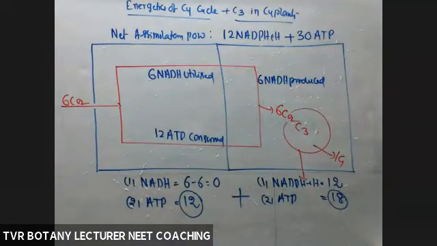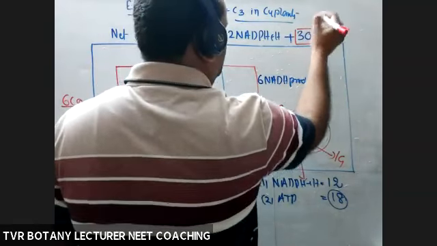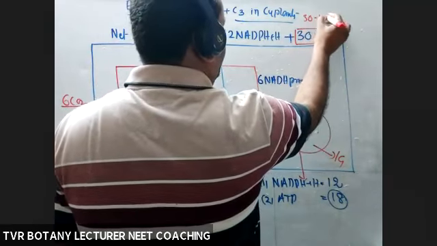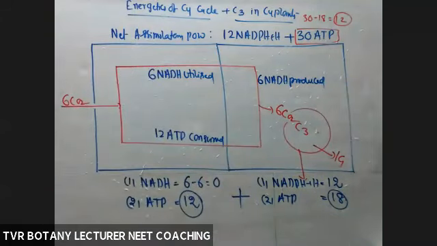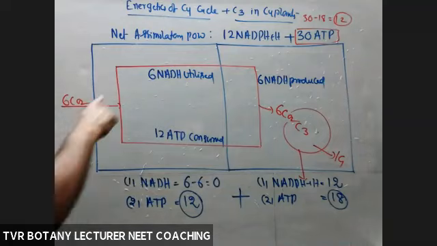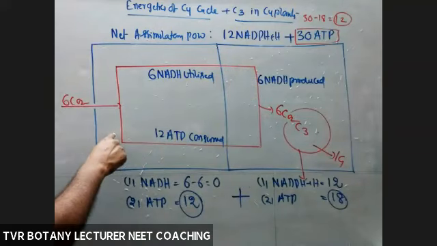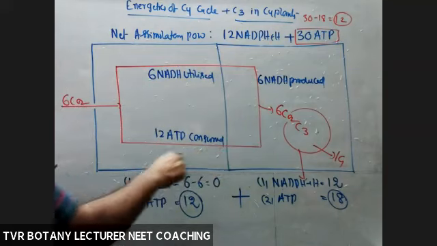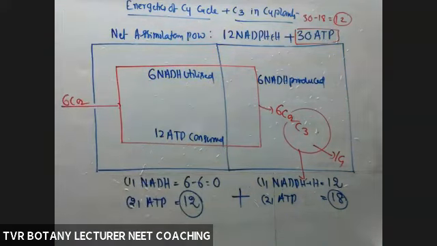Okay, so when compared with a C3 cycle, how many excess ATP consumed? 30 minus 18, how many? 12 excess consumed during the regeneration phase. Okay, right? So the C4 cycle is not a biosynthetic pathway. What is the C4 cycle? It is concerned with the maintenance of CO2 concentration in the area where the C3 cycle is operated. So that's about the C4 cycle.